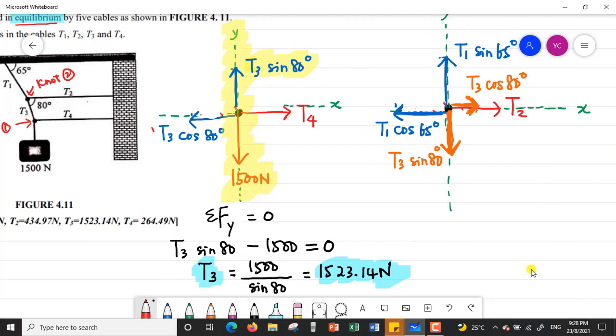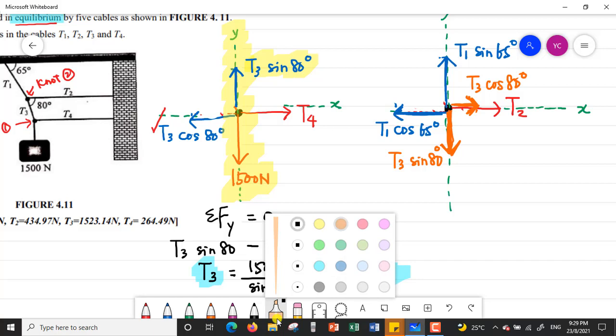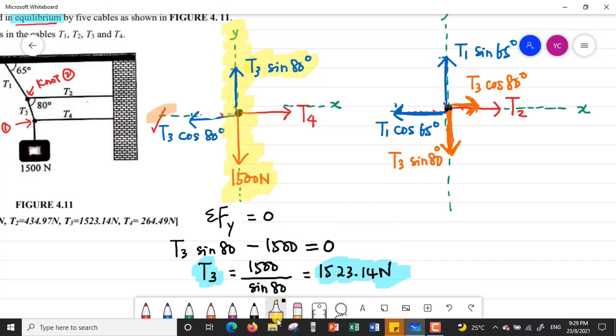So T3 sudah dapat. Jadi kalau nilai T3 anda sudah dapat, then you boleh cari T4 lah. Gunakan komponen X. Okay, so kita guna komponen X pula. Teacher highlight kan supaya nampak. So fokus kepada komponen X. This is komponen X.